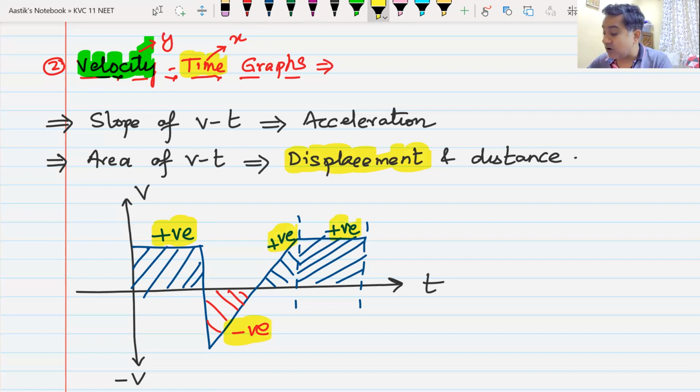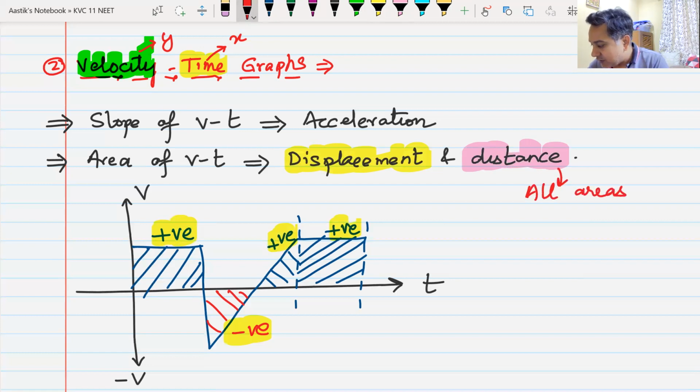If I take all areas as positive, because distance is never negative, and then add them, nothing gets subtracted. Then whatever I get is the distance traveled by the particle. Do we understand this? Yes or no?